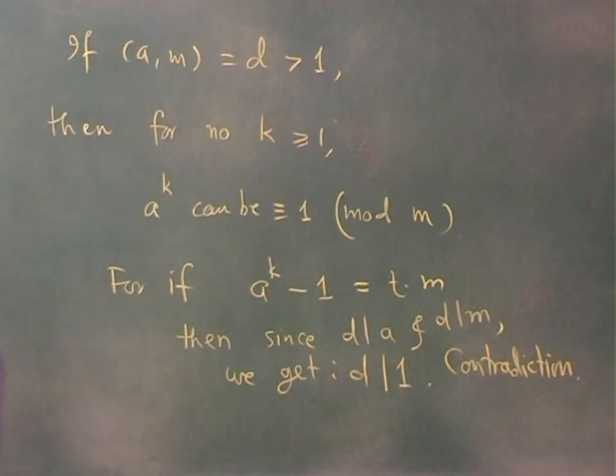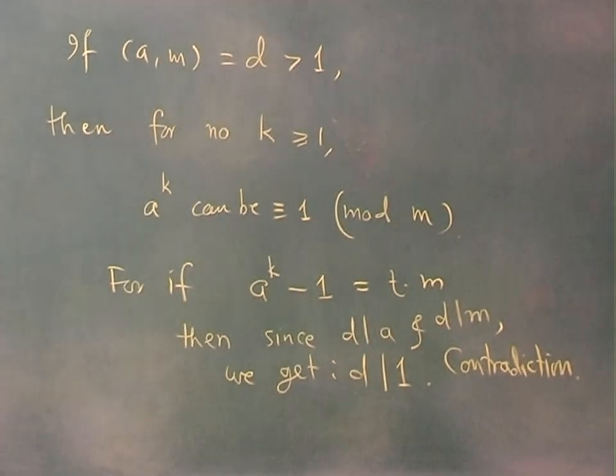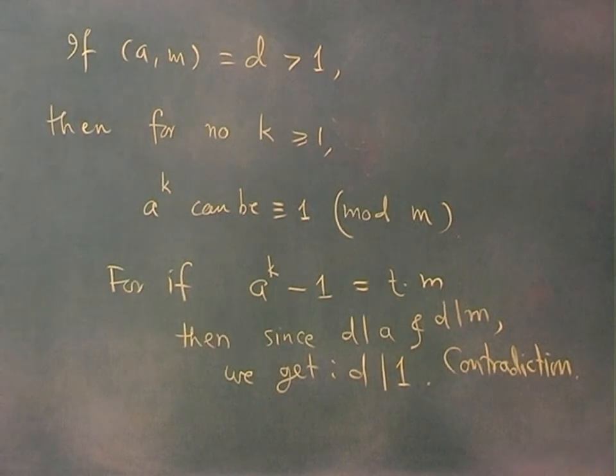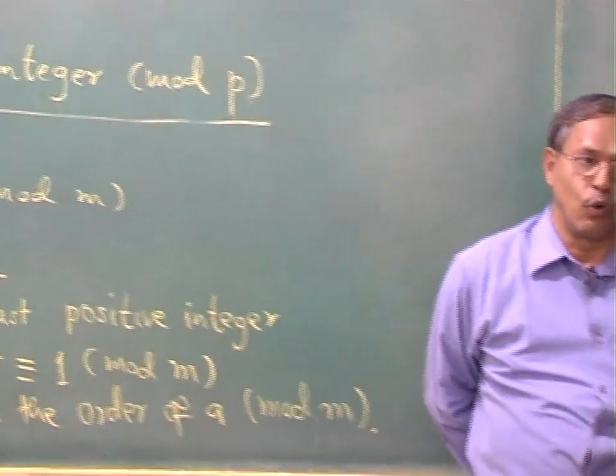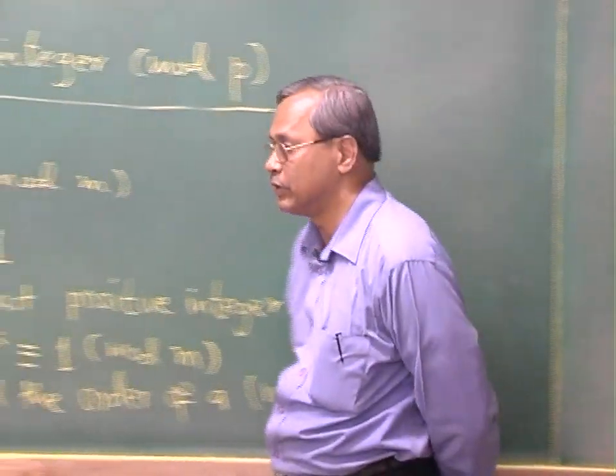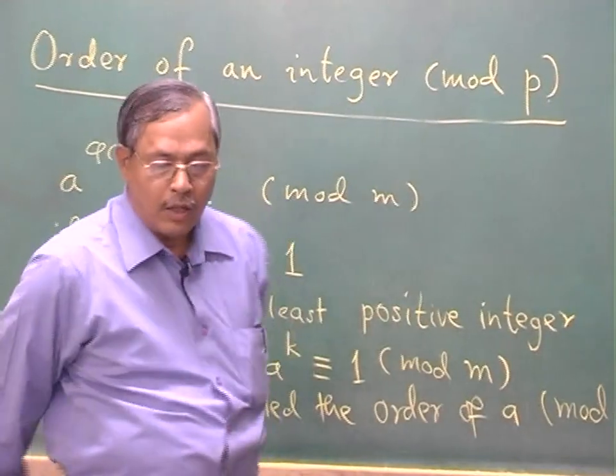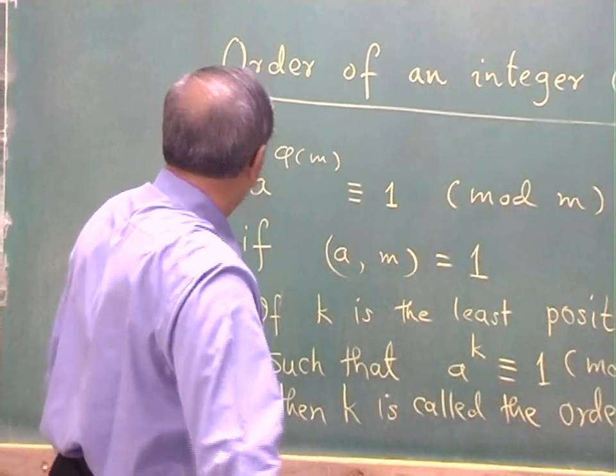That means this concept of order of an element mod m will be there provided A and m are co-prime. That is a necessary condition. Then we will study some properties of order.